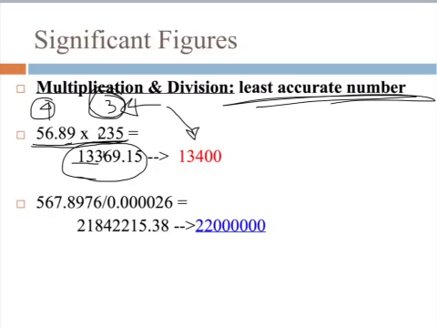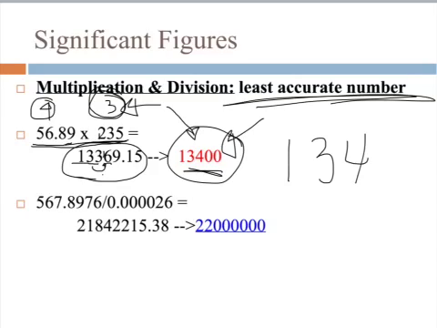Before I cut this off, I need to look next door to round. That's a 6. So 13,369 turns into 13,400. If you notice, I still have to keep the place values. I insert zeros to keep the place values. If I got rid of that and I accidentally wrote 134, well, 134 is a very different number than 13,400. These zeros are not significant because they are trailing.